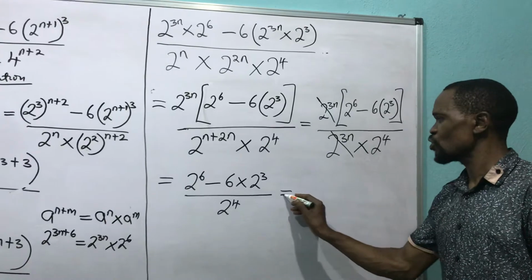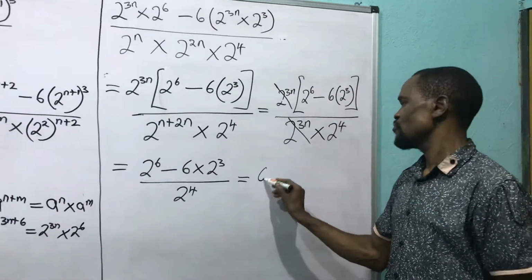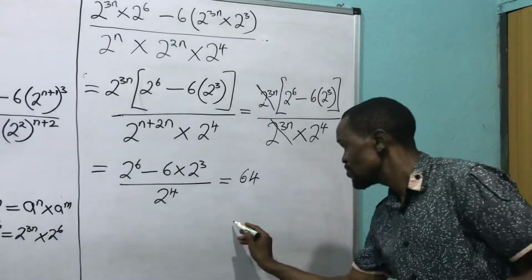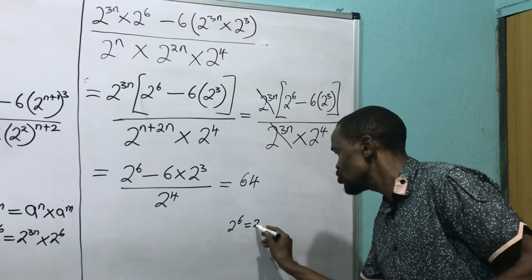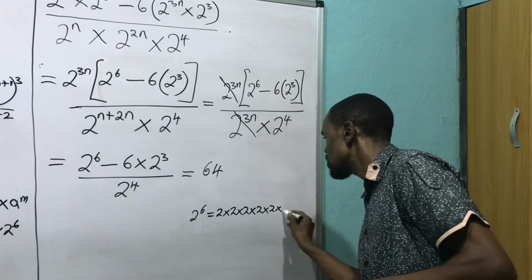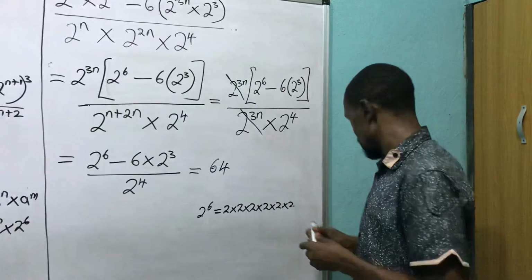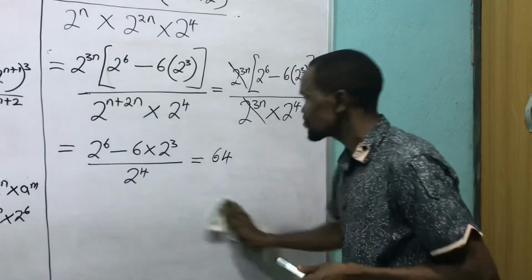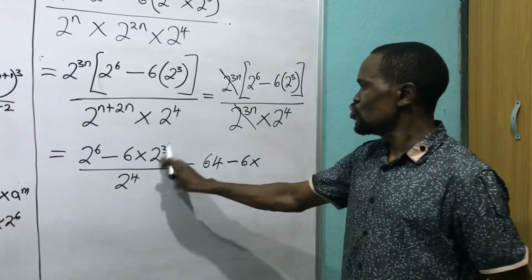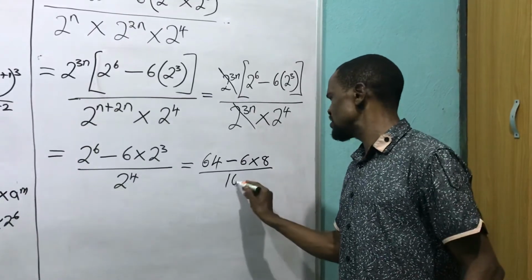And this will be equals to 2 raised to power 6, which is 64. You know what it means? It means 2 raised to power 6 means 2 times 2 times 2 times 2 times 2 times 2, 6 times. 1, 2, 3, 4, 5, 6. You can use your calculator and punch it and you will have it over there. Then minus 6 times 2 raised to power 3 is 8, all over 2 raised to power 4 is 16.